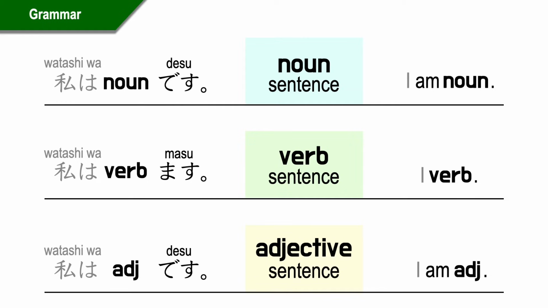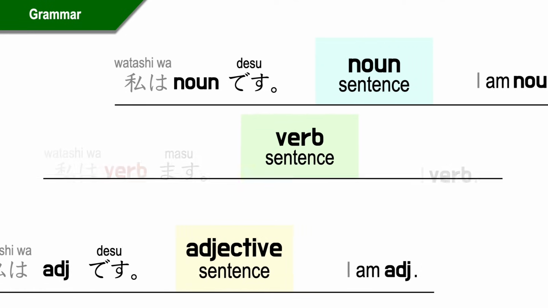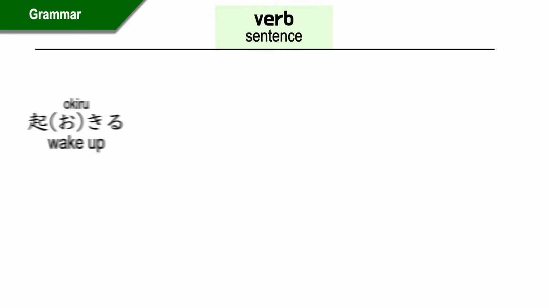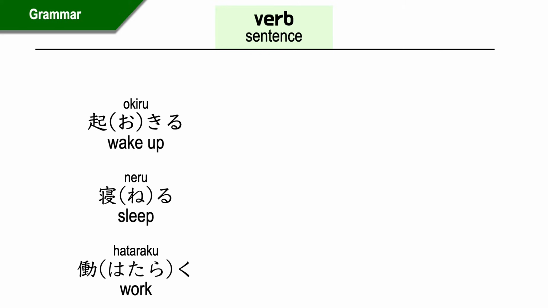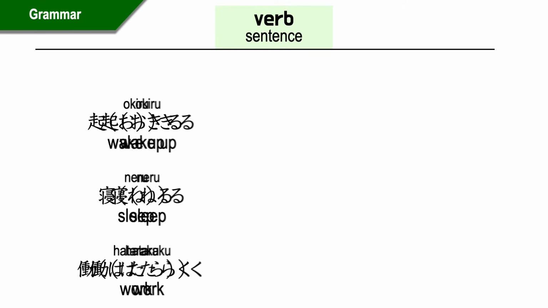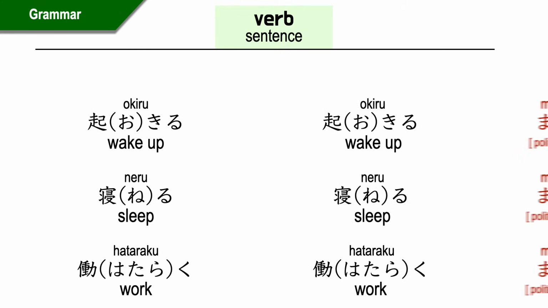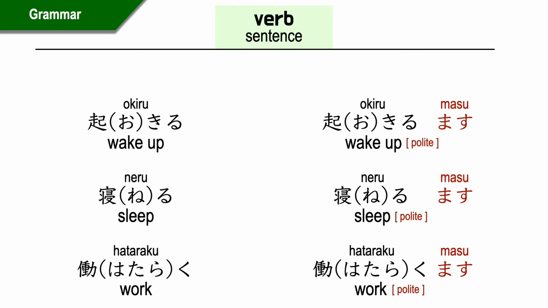However, for verb sentences, to be polite, ます is added at the end. And on top of adding ます, you also need to conjugate the verb. Let me show you what I mean. 起きる wake up, 寝る sleep, 働く work. To make them sound politer, you cannot simply put ます at the end. You need to conjugate the verbs.